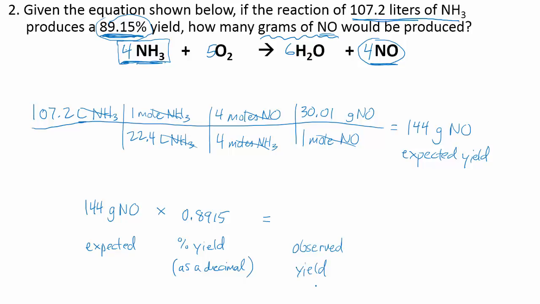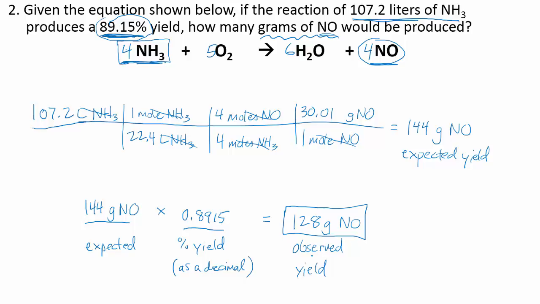If everything goes according to that reaction, and at about 89.15%, we should be able to produce this quantity. And if you go into your calculator and do the math, this comes out around 128 grams. This is how much we should actually make. You potentially could have made 144 grams. Your reaction is only 89.15% efficient, and so you'll actually only be able to make 128 grams of nitrogen monoxide.